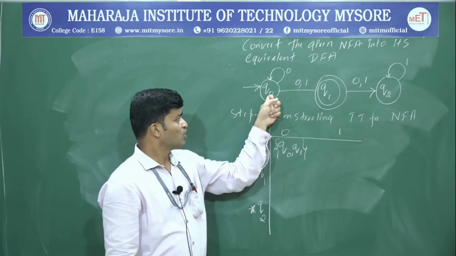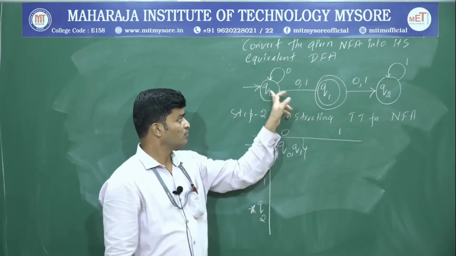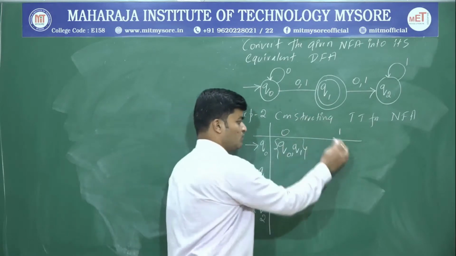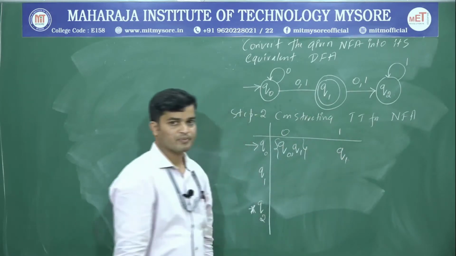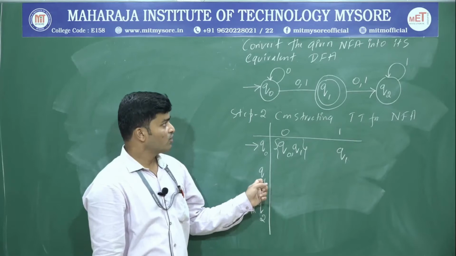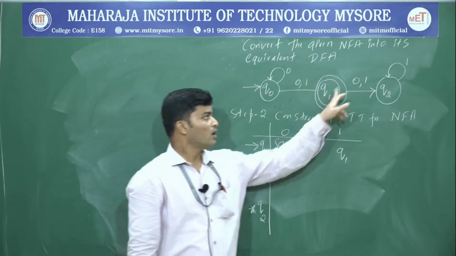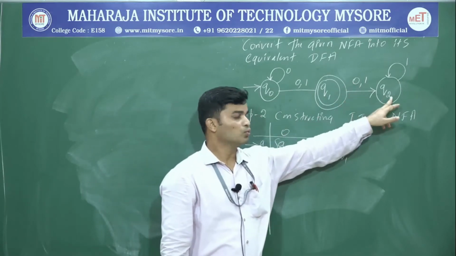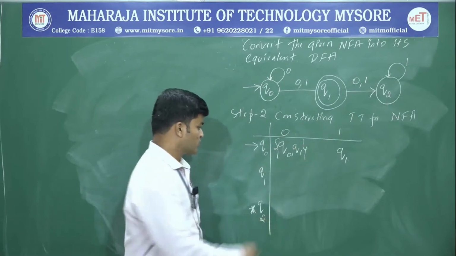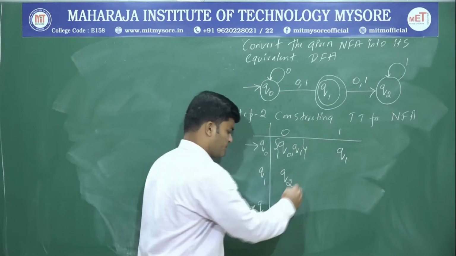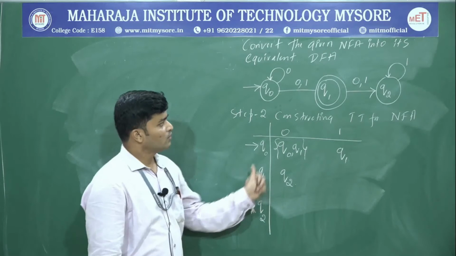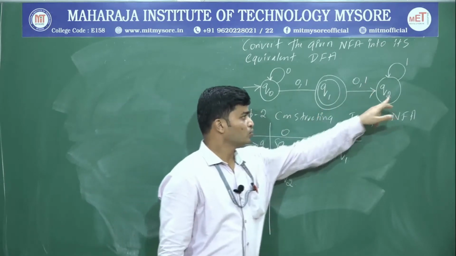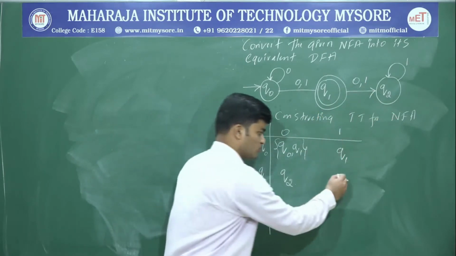What is Q0 upon 1? Q0 upon 1 is Q1. Now what is Q1 upon 0? Q1 upon 0 is Q2. What is Q1 upon 1? Q1 upon 1 is Q2.